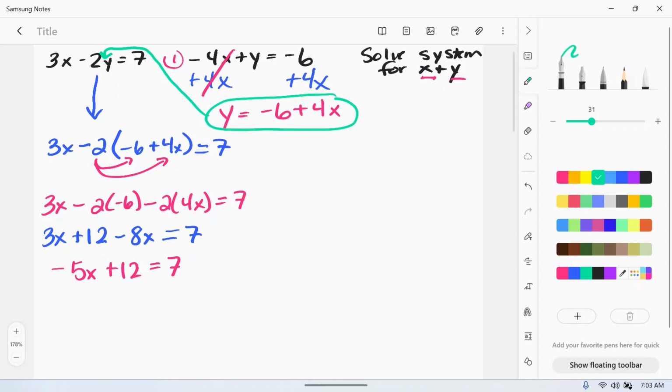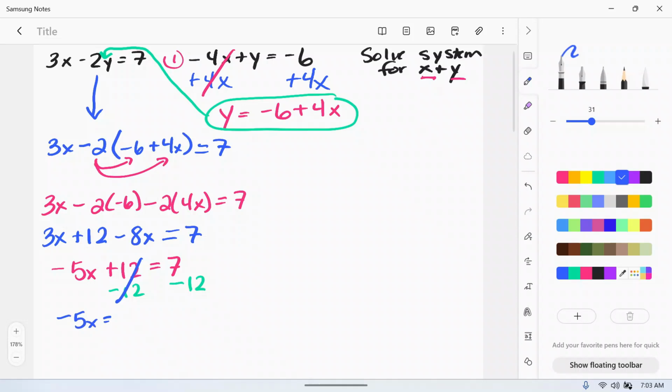And then I'm going to move the 12 to the other side. So in order to do that, it's being added. So I'm going to subtract 12 on both sides. So the 12 is going to cancel over here on the left. So we get -5x is equal to 7 minus 12.